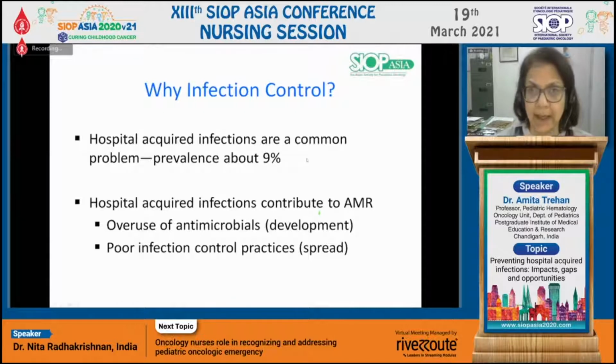As per literature from the western parts of the world, the prevalence of hospital-acquired infection is about 9%. There is no definite data available in India, but we presume some small places have said about 10 to 20%. So even if we go at 10%, it's a lot. And hospital-acquired infections contribute to antimicrobial resistance. All of us know that in the past few years, it has become very difficult sometimes to counteract when we get resistant organisms.